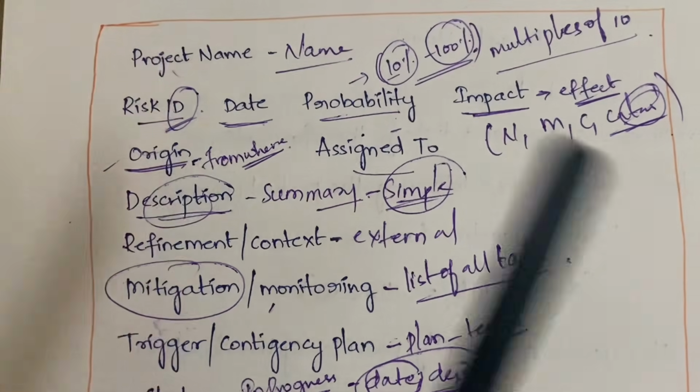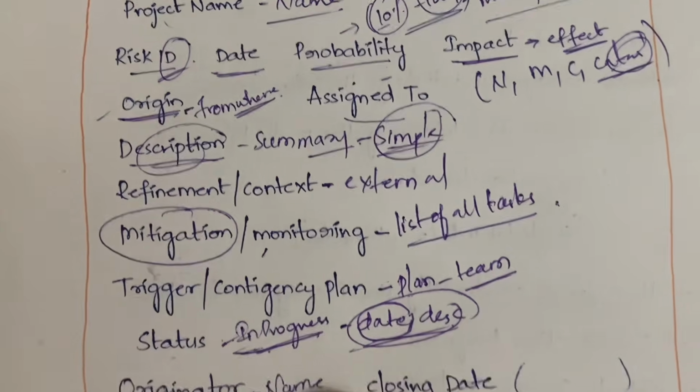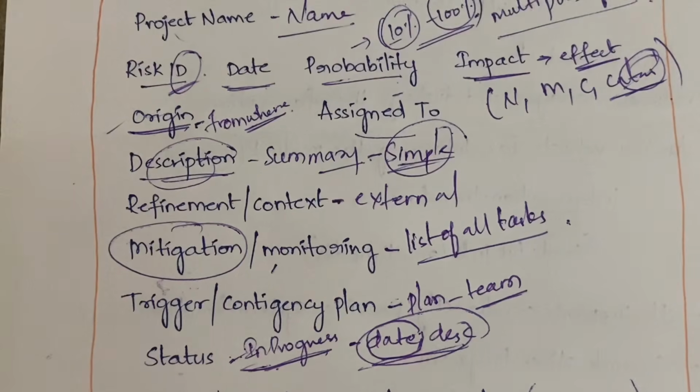Okay, this is about the risk information sheet, right? Starting from the project name to the closing date, everything you will have in the risk information sheet. Once you have a look at this risk information sheet regarding any particular risk, then you will be getting all the information. Got it? So this is about the risk information sheet, and that's all for this video.